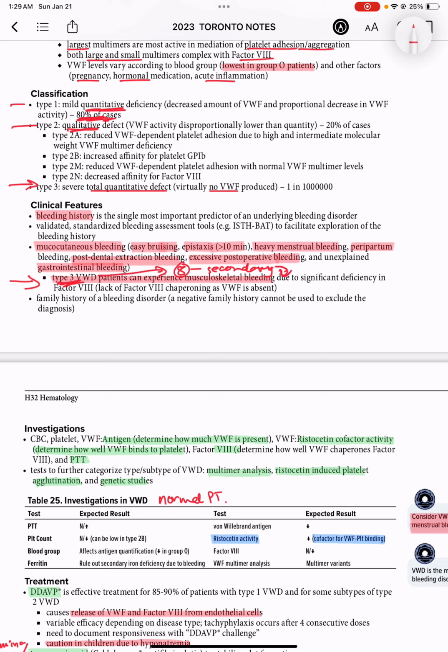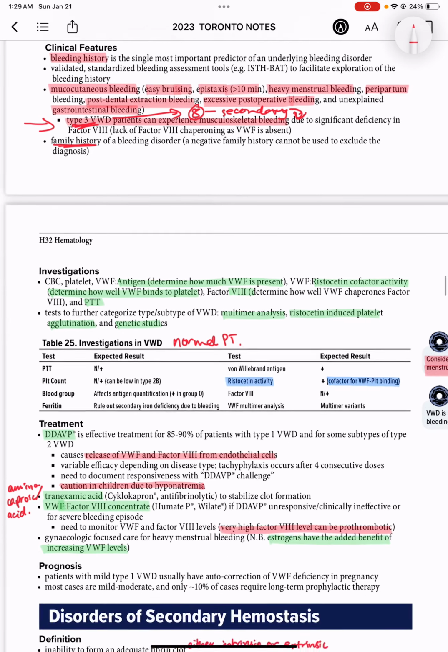Secondary hemostasis problem. Otherwise, in the first two types, it is primary hemostasis, right? Because there are problems with the platelets being adhesive and aggregating, and the quantitative deficiency. And family history is also very important, but if there is no family history, that doesn't mean that we're just going to rule it out.